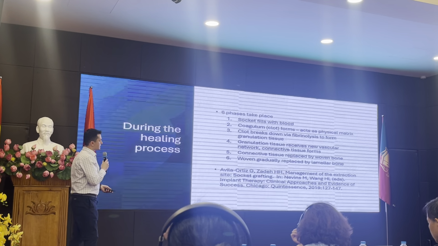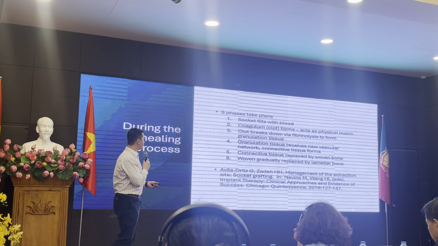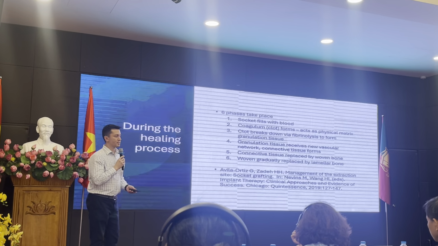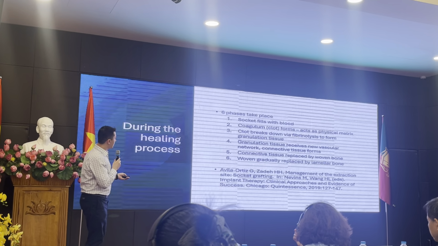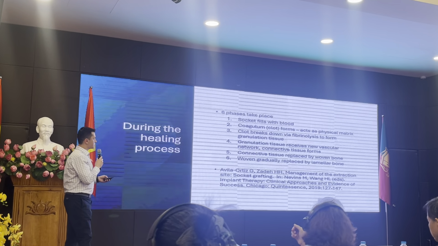So, back to basics of healing. We have 6 phases to consider when a tooth is extracted. First, obviously, we know there's going to be socket filling with blood. Then the clot forms, which forms a matrix.